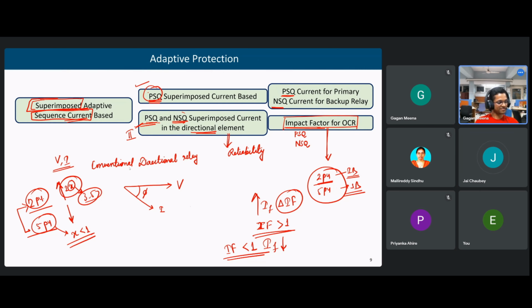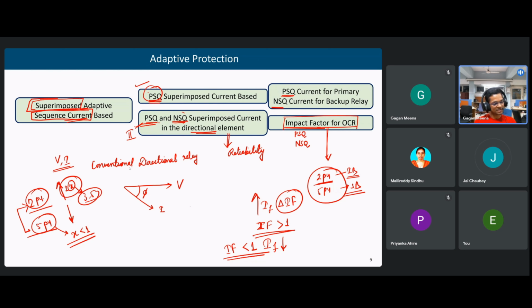The fault condition is also one type of unbalance. In the transmission system, although the three phases are balanced, under faulty condition it becomes unbalanced. So the negative sequence and zero sequence components also come into the picture. Here in the distribution system, even in normal operation we have negative sequence component because of unbalance.